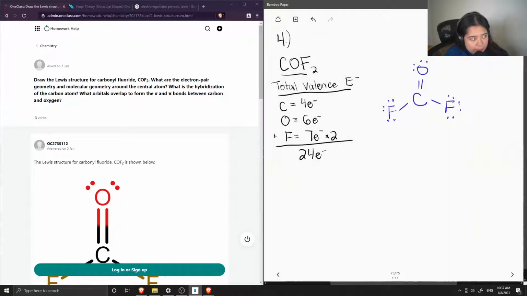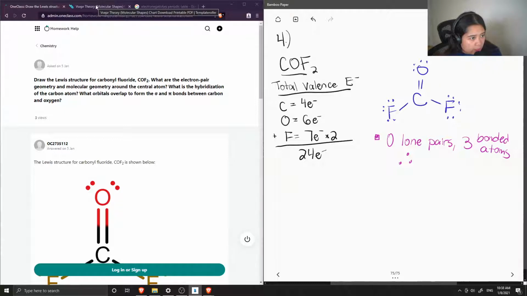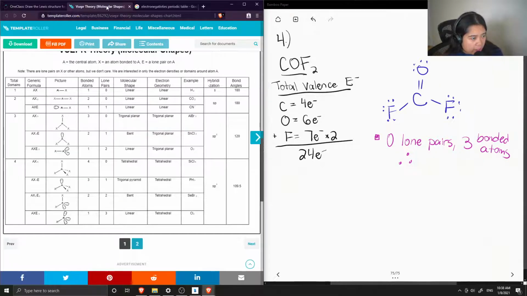So now when we want to find the electron and the molecular geometry around the central atom, we first need to count out how many lone pairs and how many bonded atoms there are with the carbon. So the carbon has 0 lone pairs, and it has 3 bonded atoms. So the 2 fluorines and an oxygen. So now we would use our VSEPR table to find out the type of electron pair geometry and molecular geometry of the molecule.